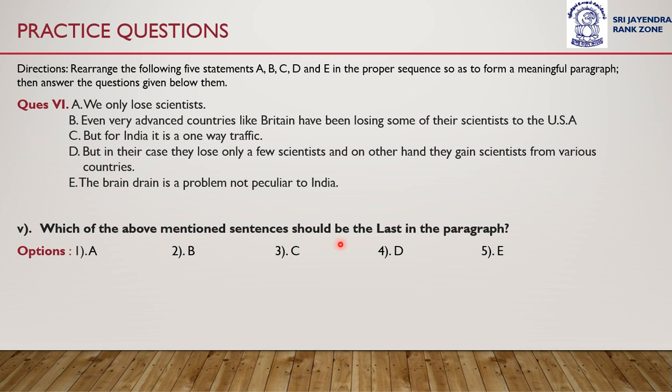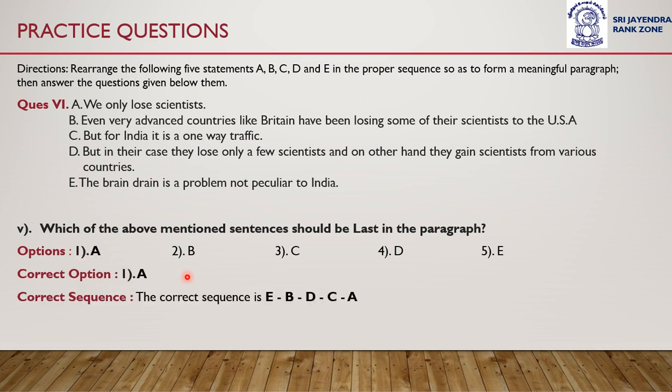Which of the above mentioned sentences should be the last in the paragraph? We have to find the last one. So which was the last one? A. We only have scientist. Option A is the last one. So the last statement is option 1, A. The correct sequence is EBDCA. EBDCA is the correct sequence. Let's move on to another question.